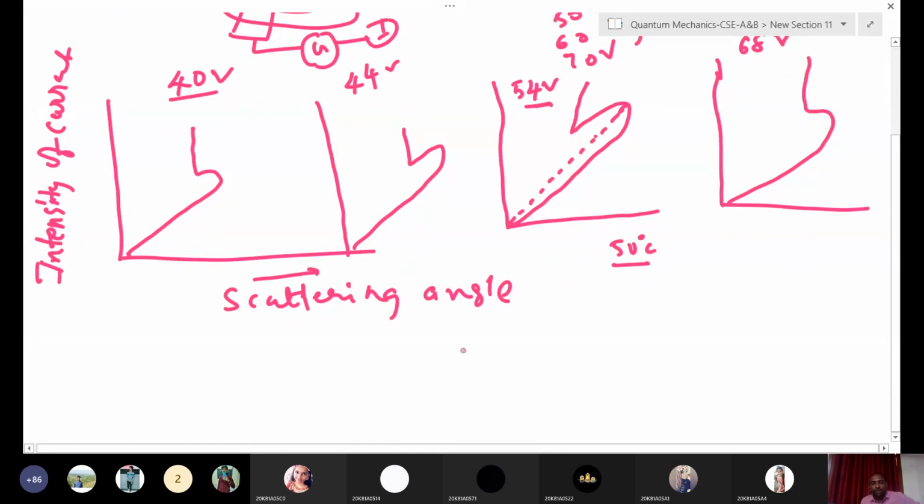Now, what is the wavelength for a charged particle like an electron? What is the de Broglie wavelength for an electron? What is the value?